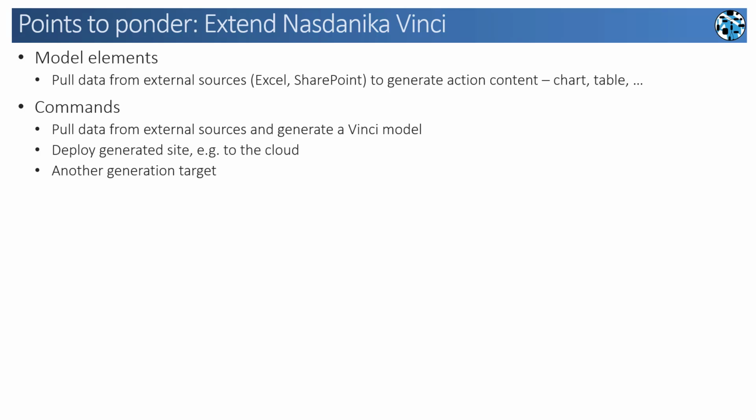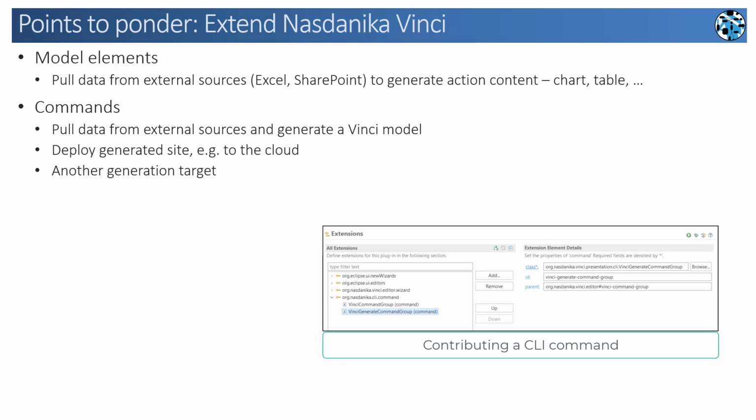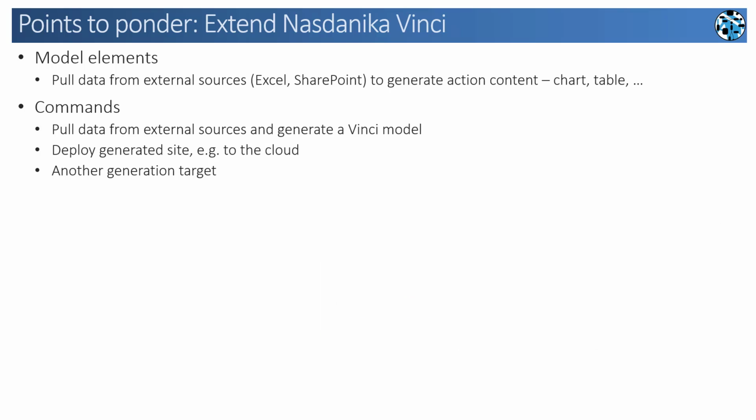If out-of-the-box functionality is not enough, you can extend Nasdanika Vinci by creating new model elements and commands. Custom elements may produce content by retrieving information from external sources such as a database, a REST service, or an Excel file. Custom commands may pull information from external systems and generate Vinci models from them for further federation and generation of a site. They can be used to deploy generated sites to external systems, e.g.